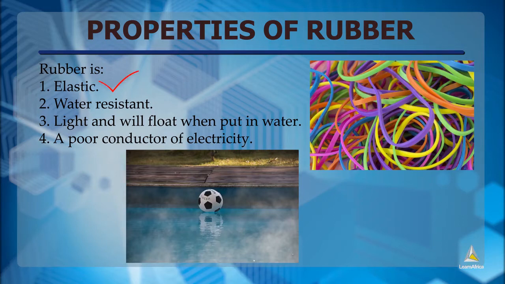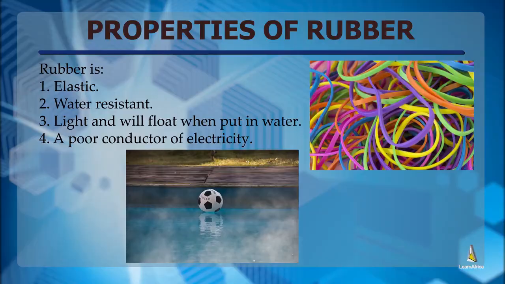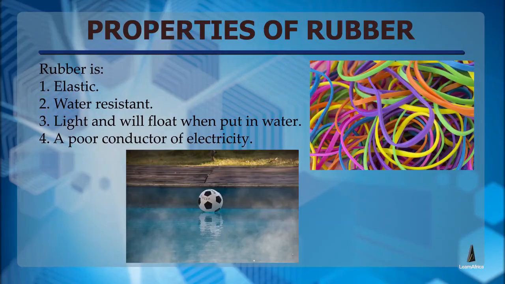Properties of rubber. Rubber is elastic. That is, it increases in size when stretched and returns to its original size when released. Secondly, rubber is water resistant. That is, water cannot pass through it. Thirdly, rubber is light in weight and will float on water. This is an image showing a football floating on a body of water.